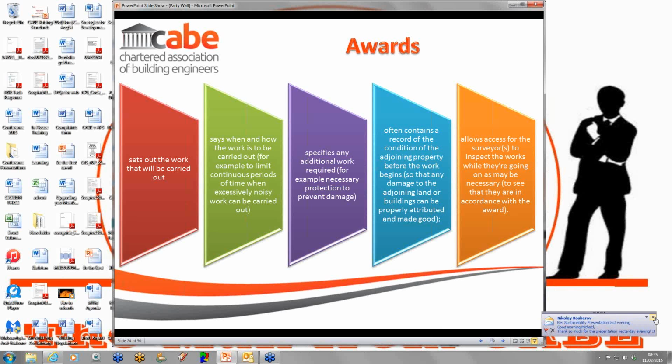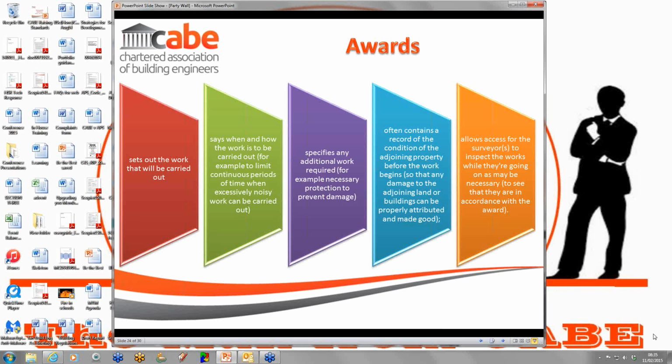In addition, there'll be a record of the condition of the adjacent property before the work begins. And this is one of the fundamental benefits to the client, and one of the persuading factors in terms of why they should opt to go down the Party Wall Act route with notifications rather than avoid the legislation. Because if you go down this route and serve a notice, then you can do a benchmark survey of the neighbouring property to ascertain its condition.